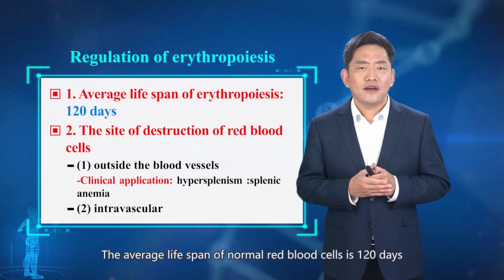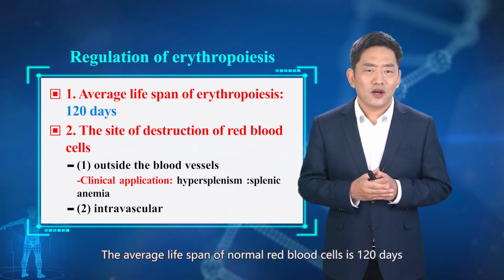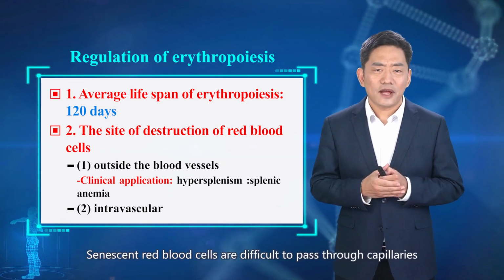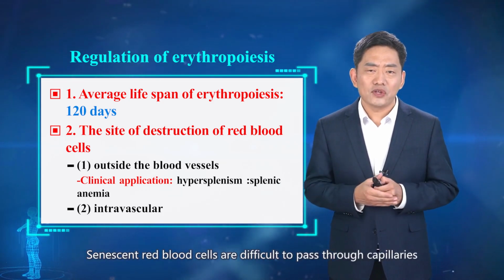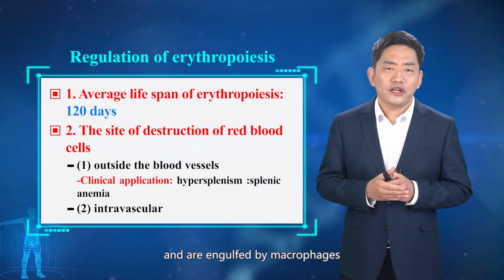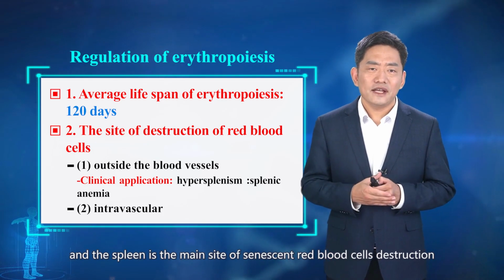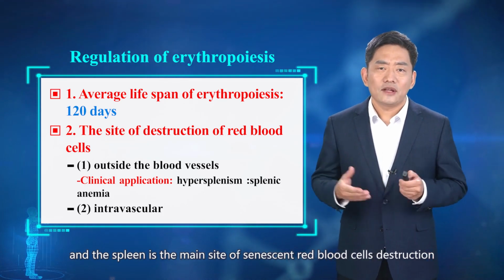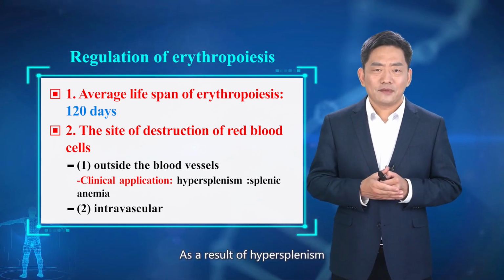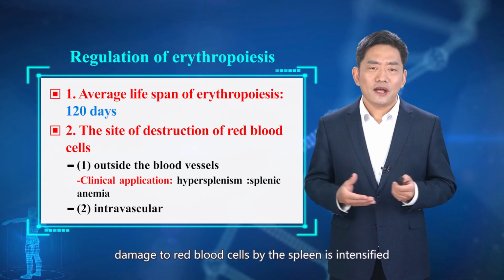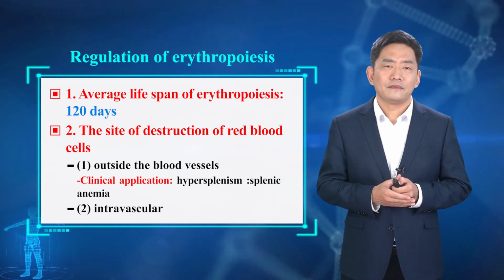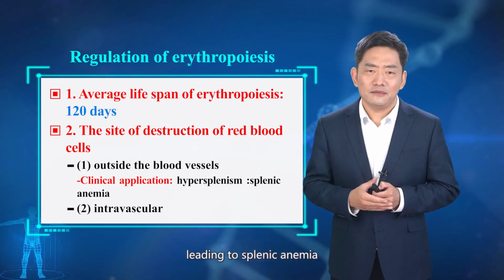The average lifespan of normal red blood cells is 120 days. Senescent red blood cells are difficult to pass through the capillaries and are engulfed by macrophages, and the spleen is the main site of senescent red blood cell destruction. As a result of hypersplenism, damage to red blood cells by the spleen is intensified, leading to splenic anemia.